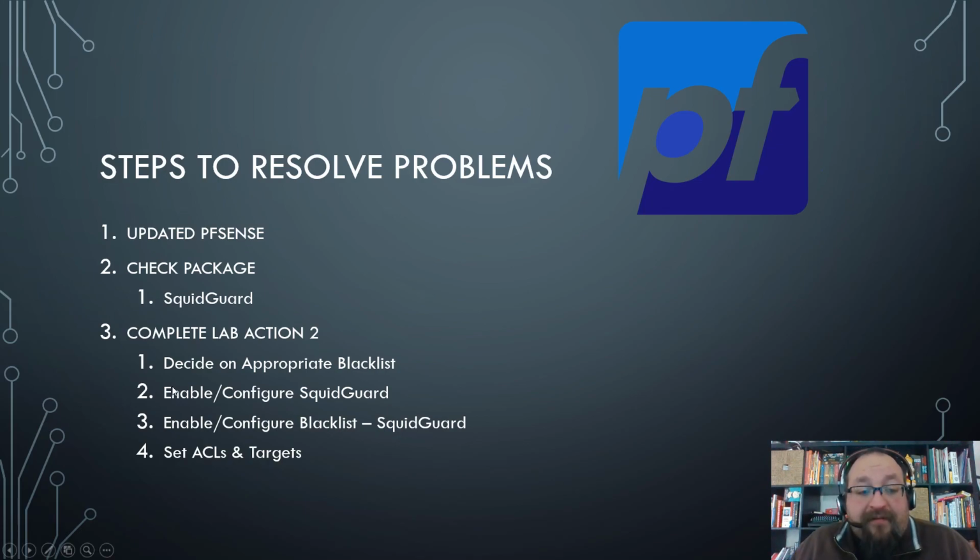So in our Lab 2 action, we're going to decide on an appropriate blacklist. Now pfSense has three blacklists already available. One has been pretty reliable, but for whatever reason in the past couple of months, it's been down, and I don't know if it'll ever come back. So I'm going to make the video on the assumption that it will come back, and we'll talk about all three blacklists, and we'll need to choose the appropriate one. We'll then configure SquidGuard to use that blacklist and edit and configure the targets and access control lists associated to SquidGuard and the blacklist that we downloaded.